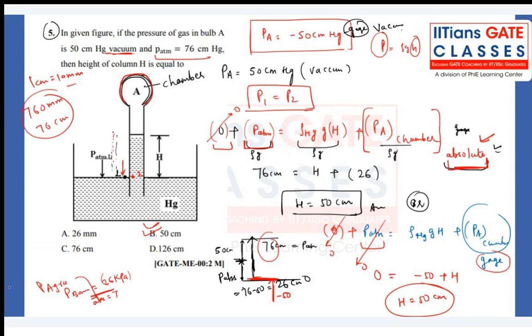There is a vacuum. How much vacuum is there? 74 kilopascal negative vacuum, right? So I can tell it that way also: in the Bangalore chamber there is a minus 74 kilopascal, or I can also write 74 kilopascal vacuum like that. We can denote it in two ways.